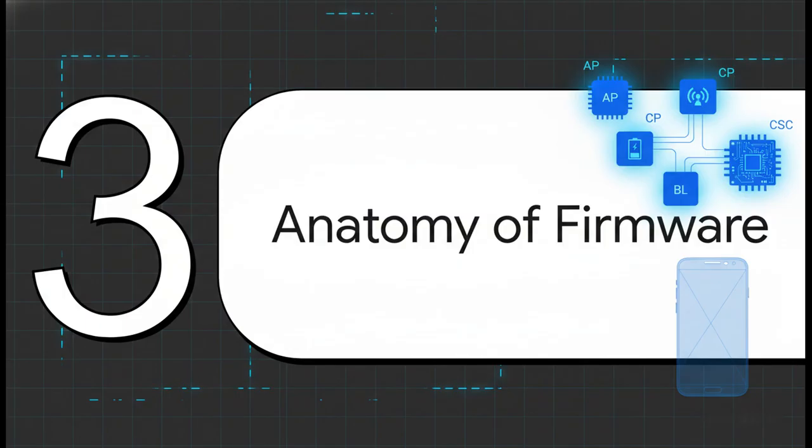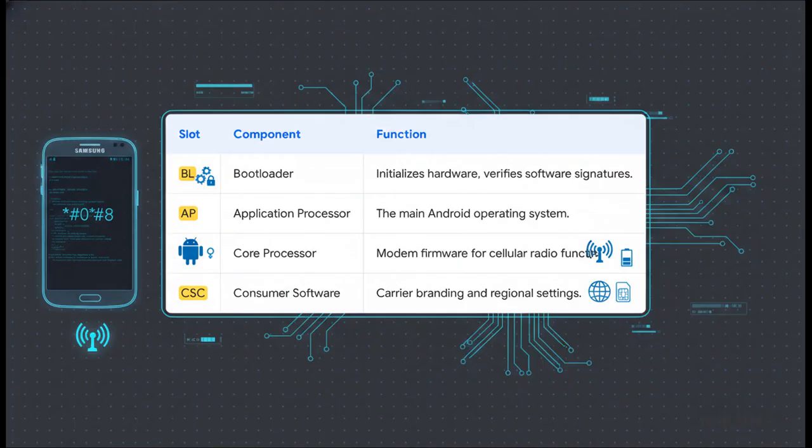A Samsung firmware package is actually a bundle of 4 critical components, and each one targets a different part of the device's brain. Think of it like performing a 4-part transplant. In the BL slot, you load the bootloader. That's the phone's basic consciousness, the first thing that wakes up and checks everything out. The AP slot, well, that holds the brain itself, the entire Android operating system.